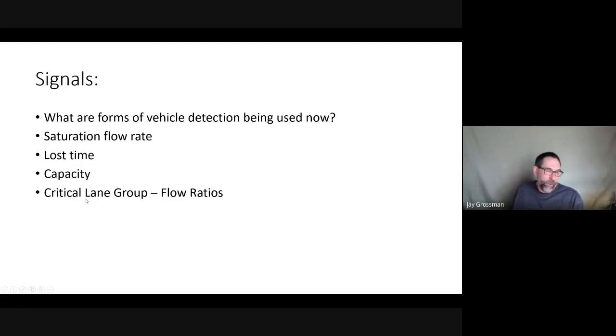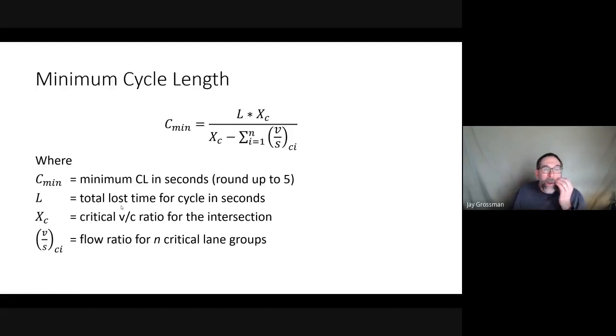Which one is closer to your capacity, which is the volume of cars you've got divided by the saturation rate? So that's your critical lane group saturation. Do that. All right, here's the equation for the minimum cycle length.